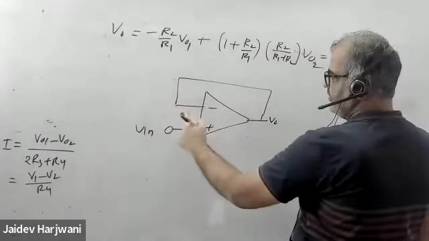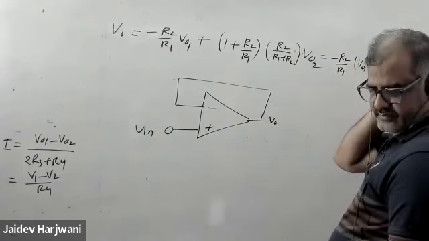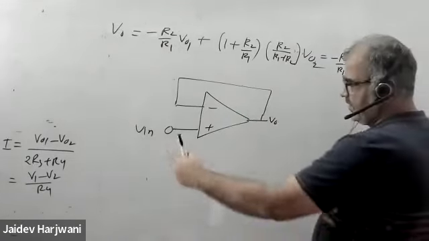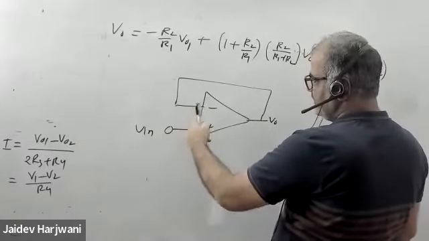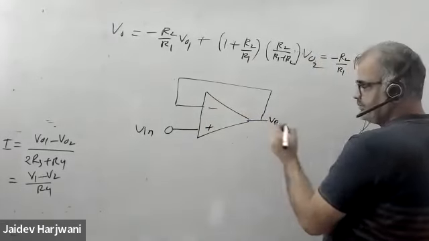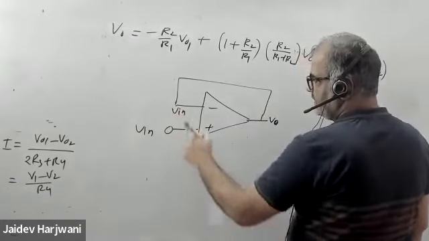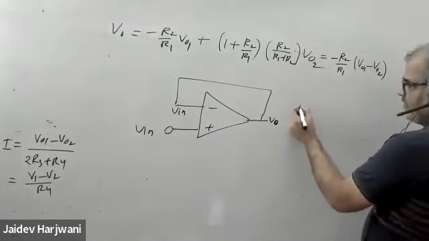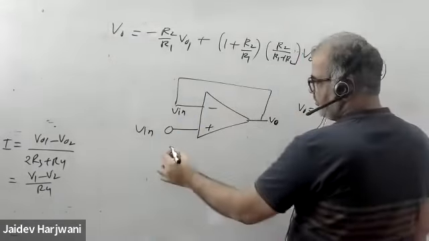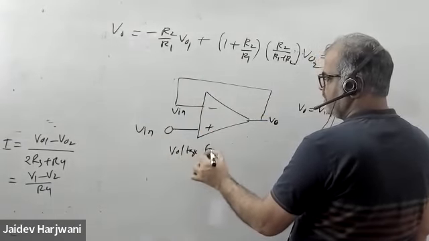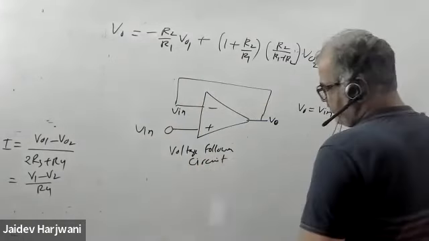So what will be the output? In this case, what will be the output? Just now I have taken V1 and V2. So if I give V input here, what will be the value of V output? V input, okay, because this voltage and this voltage are the same, ideal, and this is connected like this. So V0 becomes V input. This is called your voltage follower circuit.